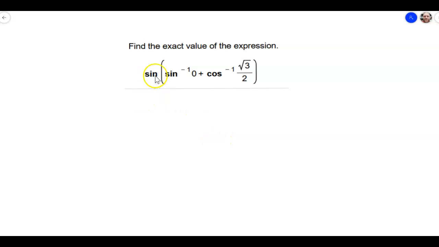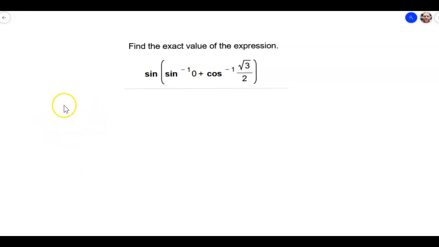We need to find the exact value of the expression. Notice this is the sine of, and instead of giving us two angles, it gives us two inverse functions: the inverse sine of 0 and the inverse cosine of square root of 3 over 2. So it's kind of giving us a sum formula, but in a weird way.